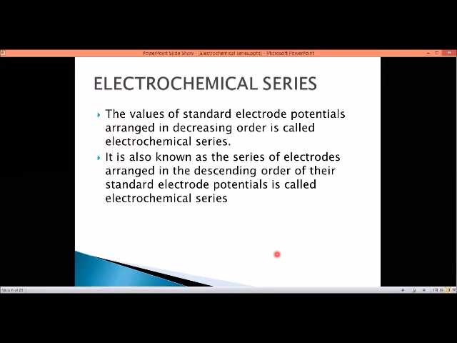And then they arranged all these half cell electrodes in decreasing order. A few of the books show increasing order, a few show decreasing order. But in the beginning, they arranged all the standard reduction electrode potentials in decreasing order and made it into a series. This series is known as the electrochemical series. So what is the definition of electrochemical series? All the standard electrode potentials arranged in decreasing order is called the electrochemical series. This is a descending order of their SRP.